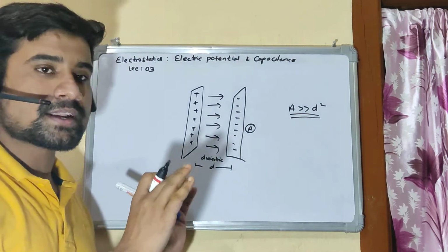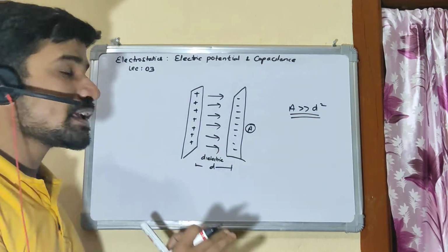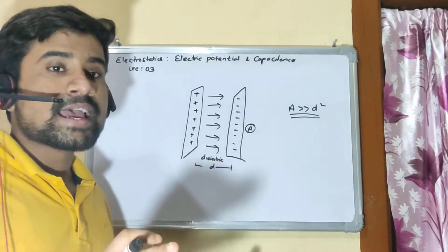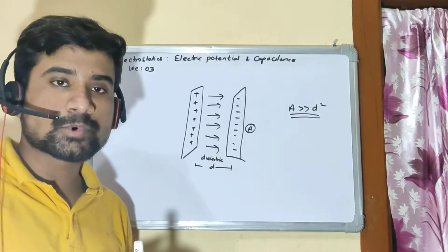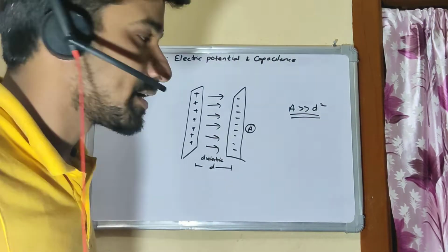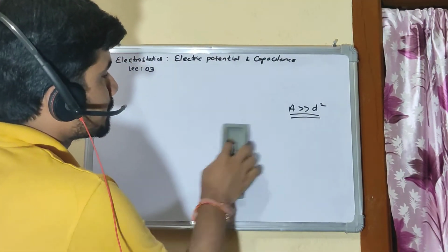So this system of conductors, which is a capacitor, is capable of storing charge, and hence it has a bounded electric field in between. Now let's move to the next topic.